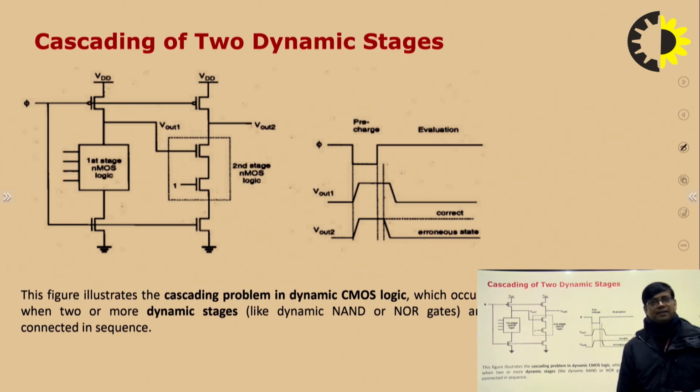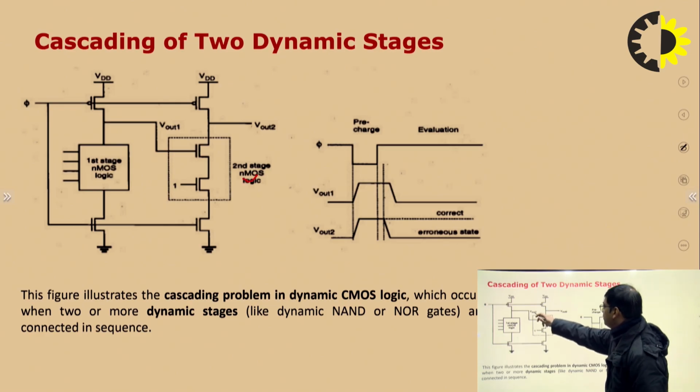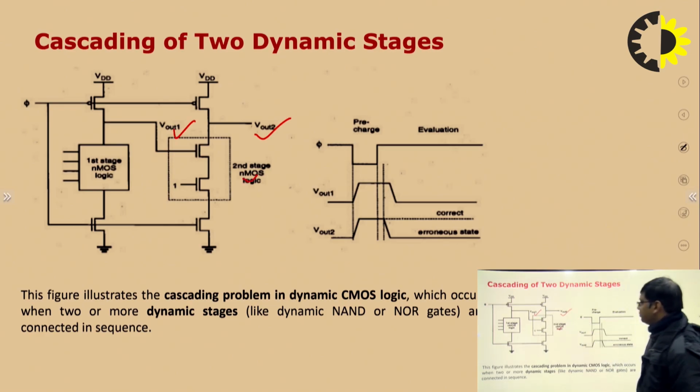Now let us discuss the issue that occurs when we cascade two dynamic stages directly. In this diagram, we can see there are two dynamic stages which are connected directly. The output of the first stage is known as Vout1 and the output of the second stage is known as Vout2.